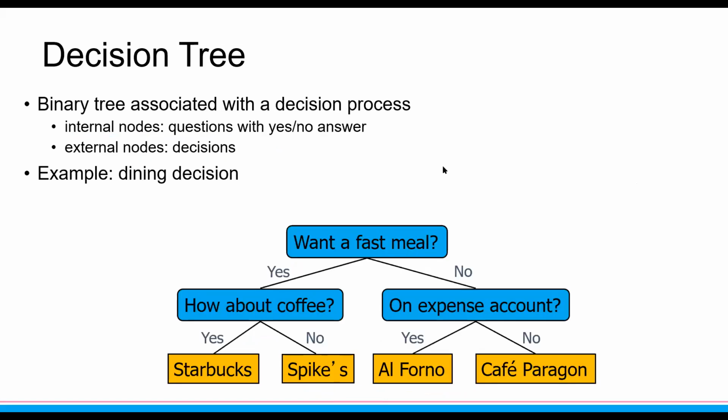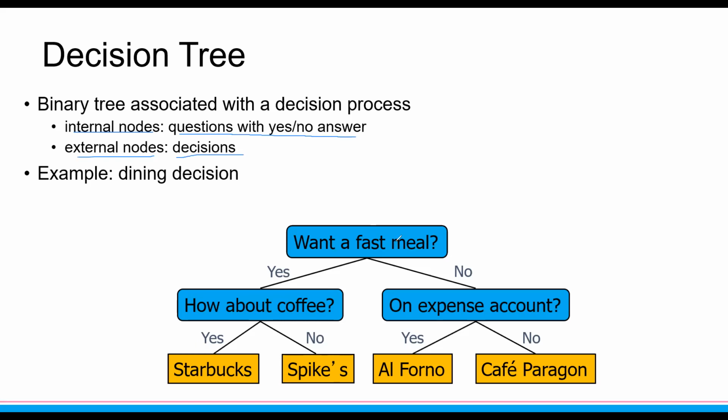You can also have the concept of a decision tree. If you are studying data mining, there is a concept about the decision tree, which is a kind of decision that you want to make. For example, with a binary tree, we have internal nodes and external nodes. The internal nodes are yes or no questions, and then the external nodes will be the decision.